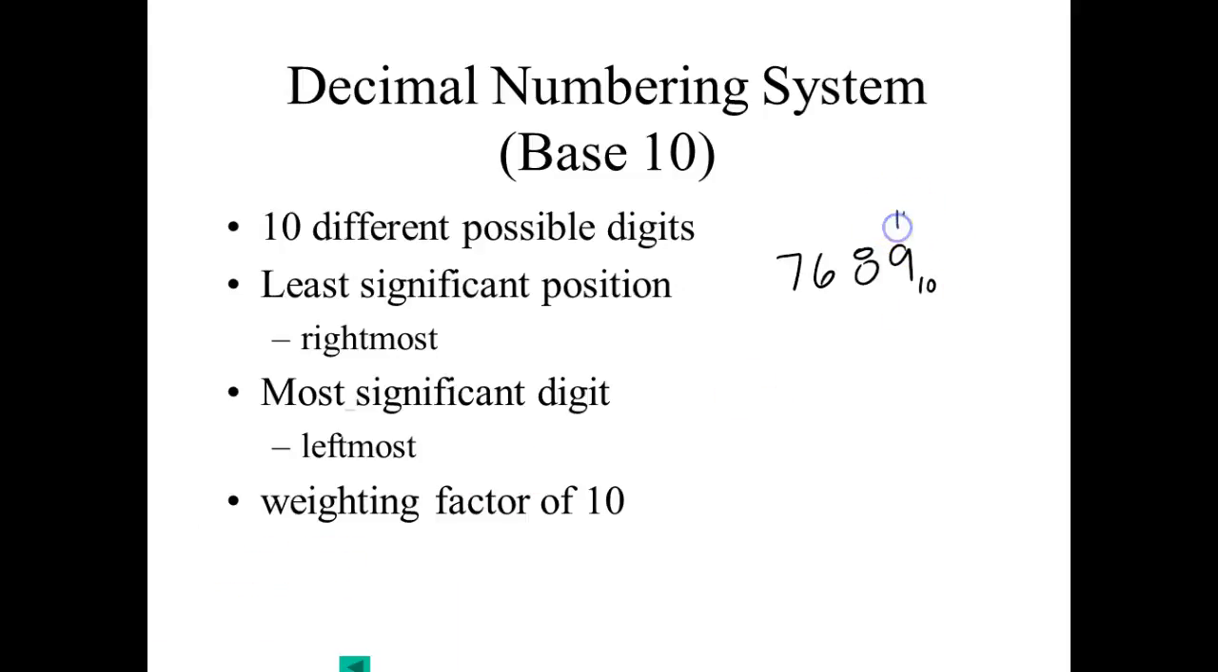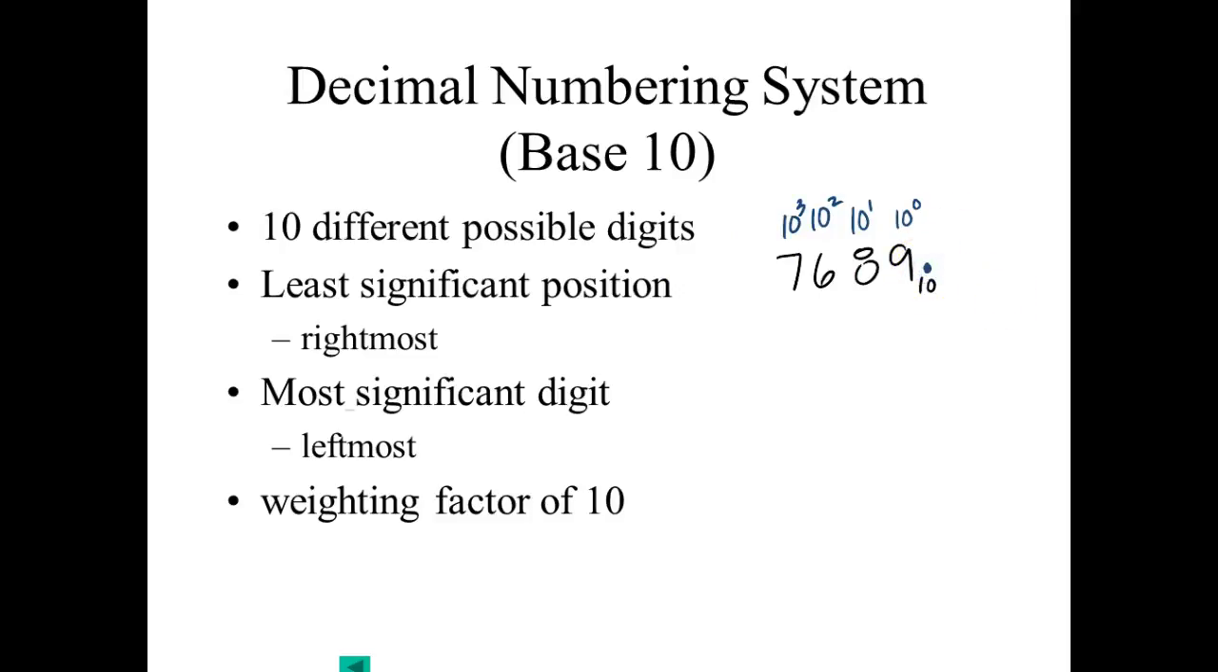So this right here would be 10, and the first digit is raised to the 0 power. This digit holds a weight of 10 raised to the first. This holds a weight of 10 raised to the second. This would be 10 to the third. The next one will be what? 10 to the fourth, 10 to the fifth.